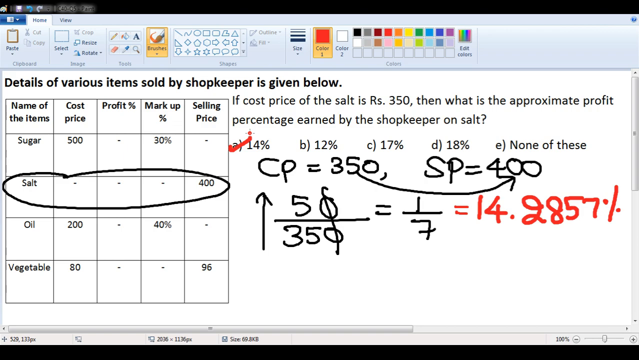I hope it is clear for everyone. Approximately, the profit percentage is nothing but 14%. Next caselet. Again, a couple of minutes so that I can draft it easily.